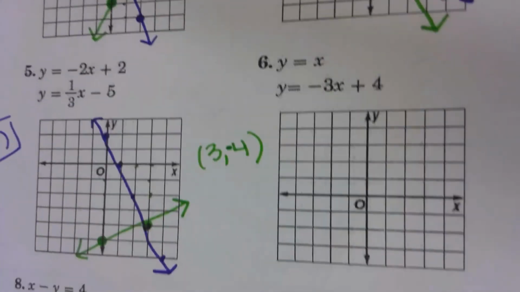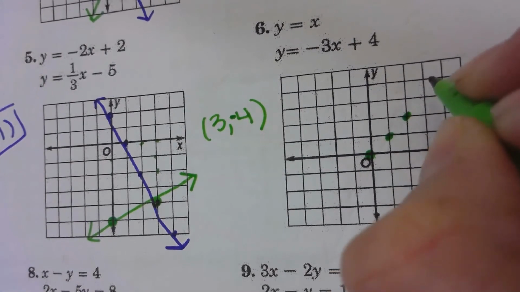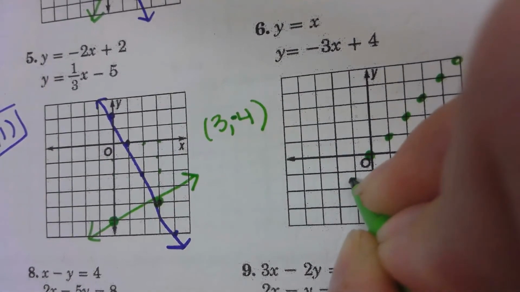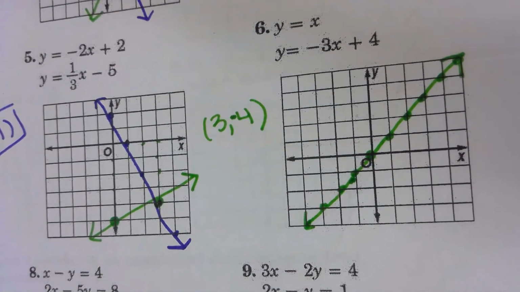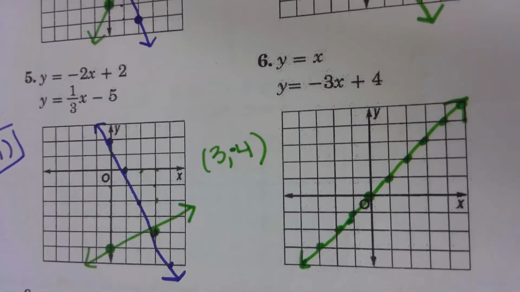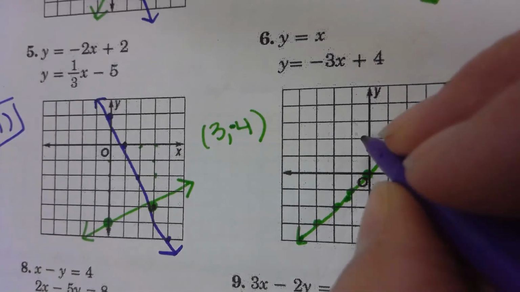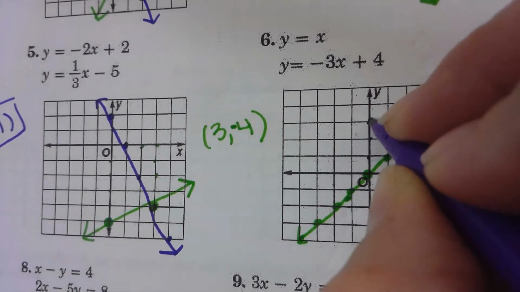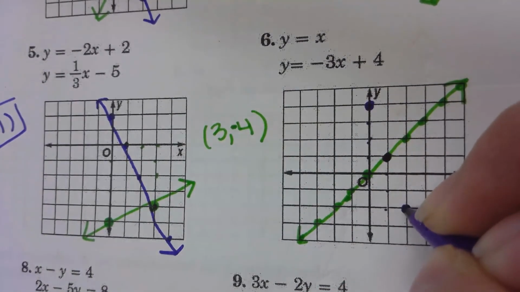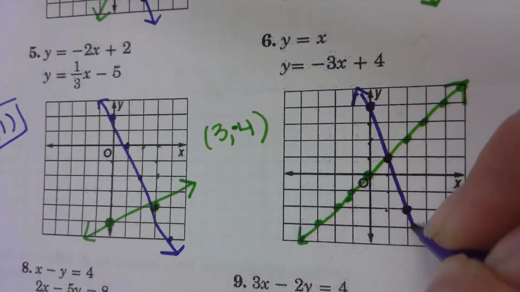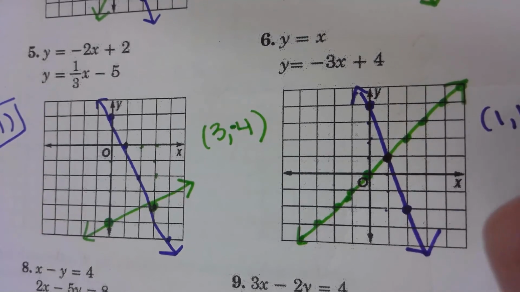Number 6. My y-intercept is 0. Slope of 1. That's y equals x. That is known as the identity function. And then part B, your y-intercept is 4. A slope of -3 over 1. So they intersect at 1, 1.